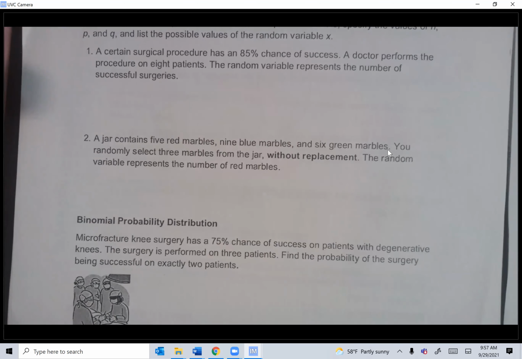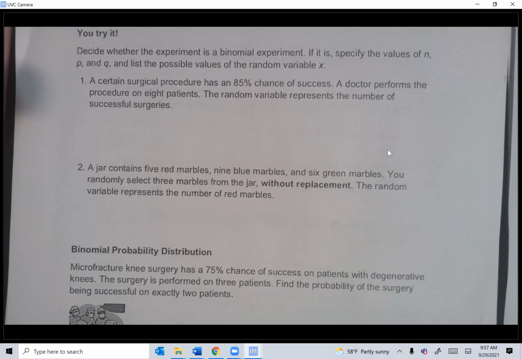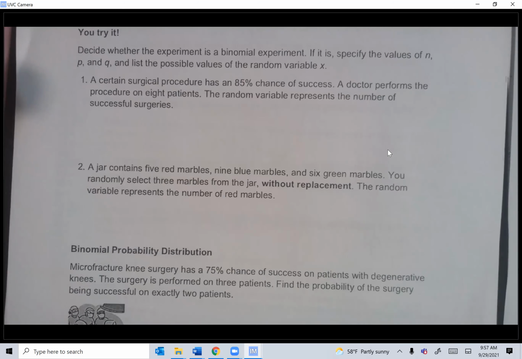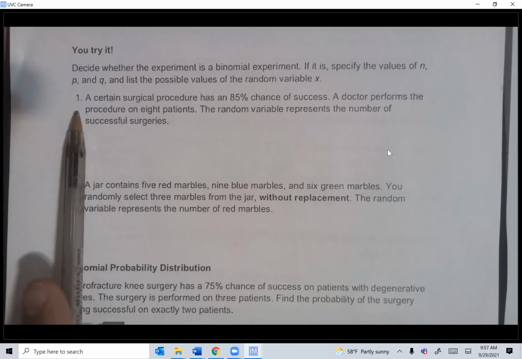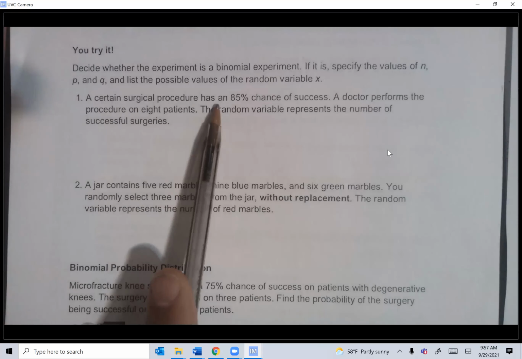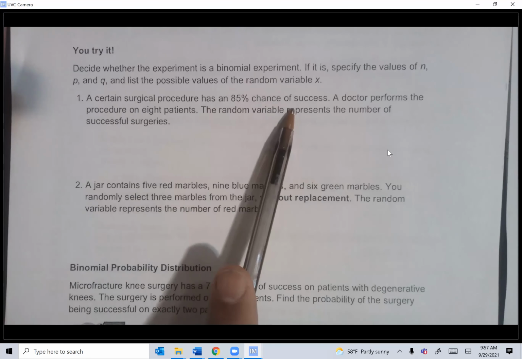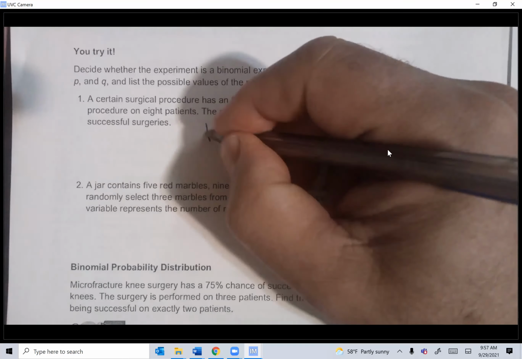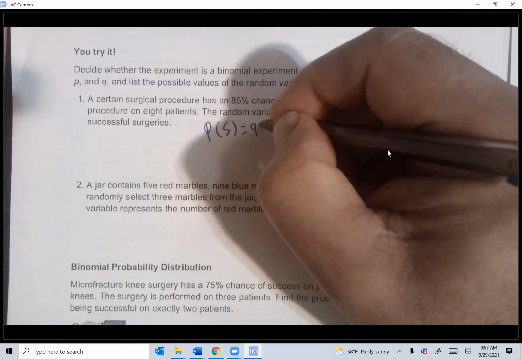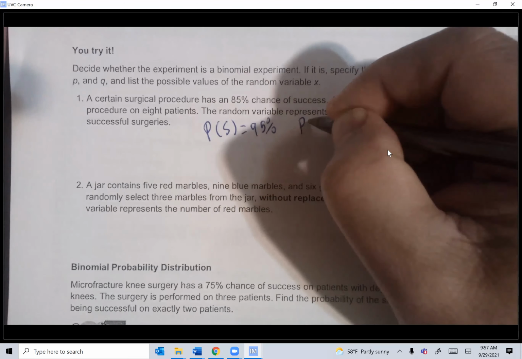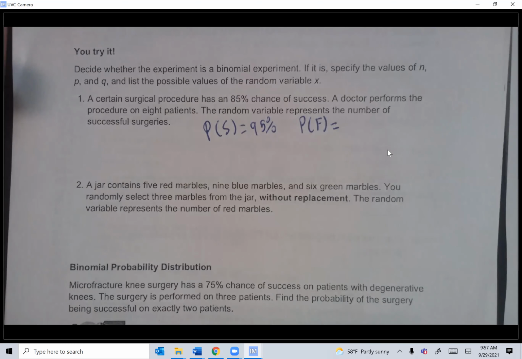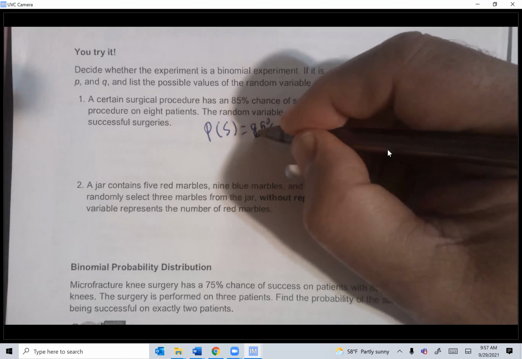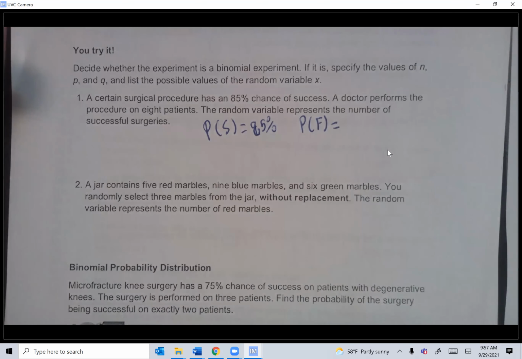Okay, let's see this example and see if we have a binomial experiment or not. Number one, a certain surgical procedure has a 95% chance of success. So the chance of success is 95%. Can you tell me what's the chance of failure here? If you know the probability of success, you should know the probability of failure. Oh, 85%, sorry. So what would it be for failure?